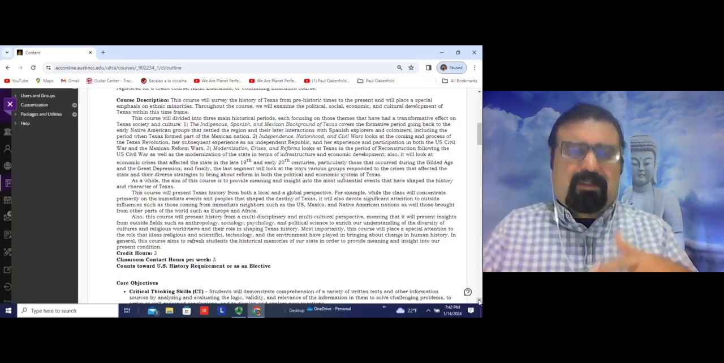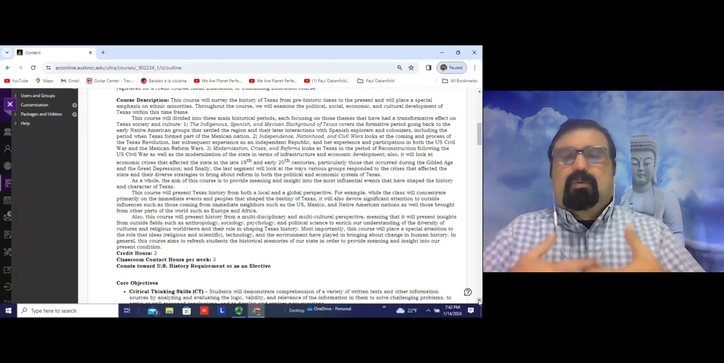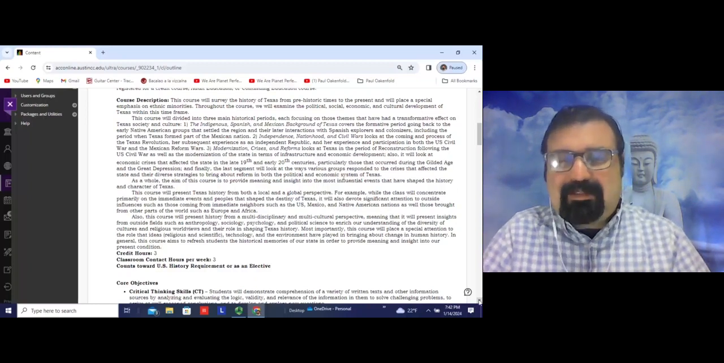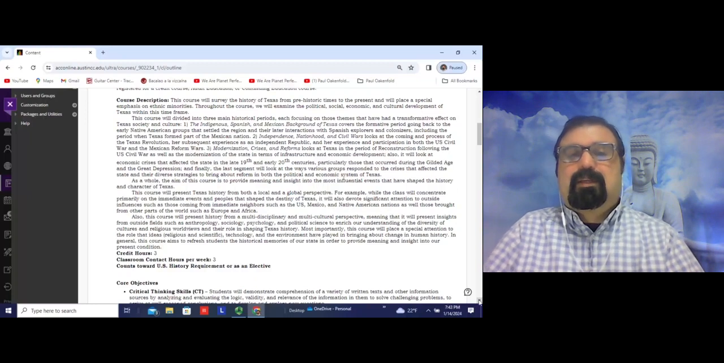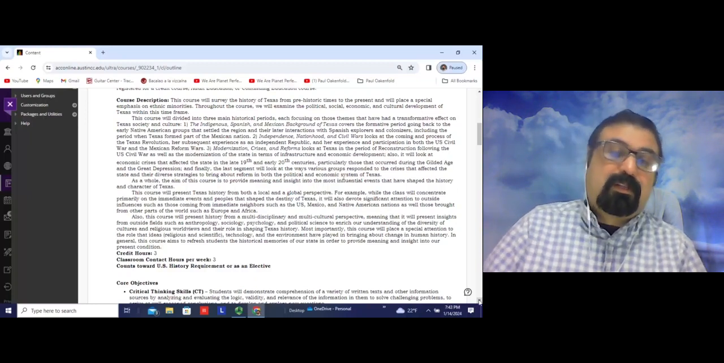We're going to look at the struggle of Texans trying to create a more progressive state during the 1910s, particularly the 1900s and the 1910s.